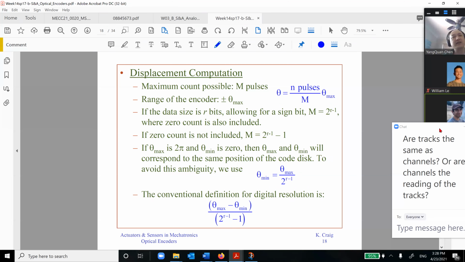So how can we tell how much we moved? Okay, how much we moved. We assume that the maximum count possible is m pulses for one revolution, and the range of the encoder is plus or minus theta max. The data size is n bits, meaning how many bits, how many pulses you will have.